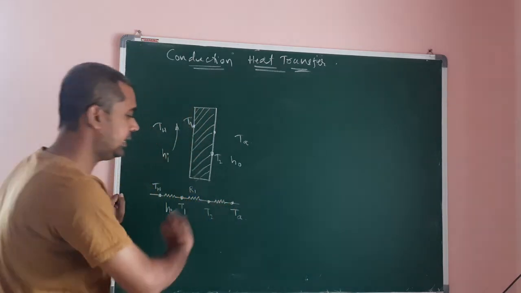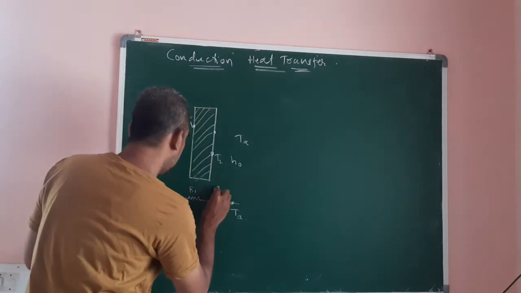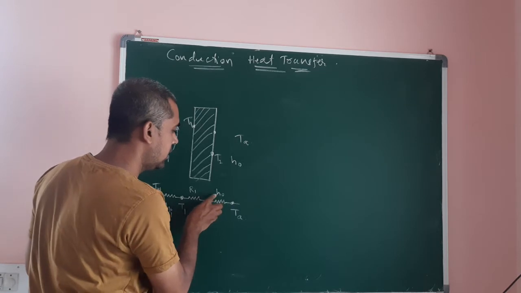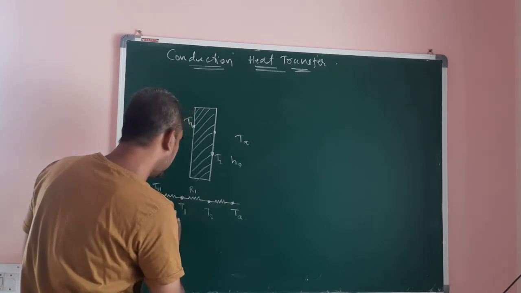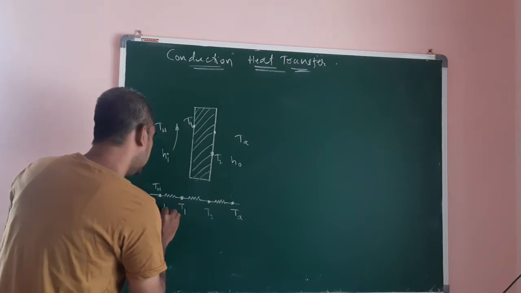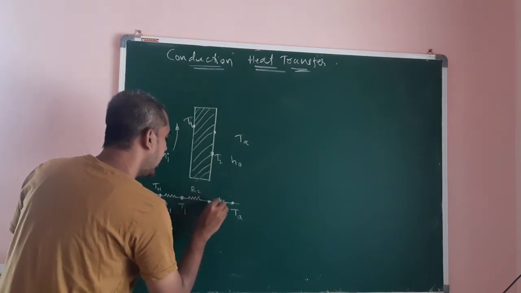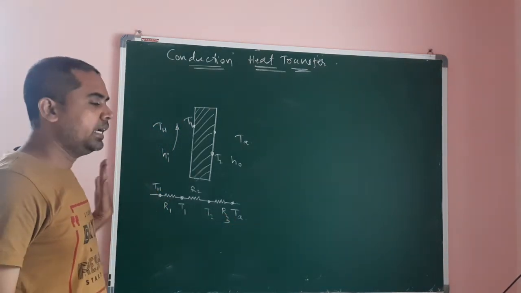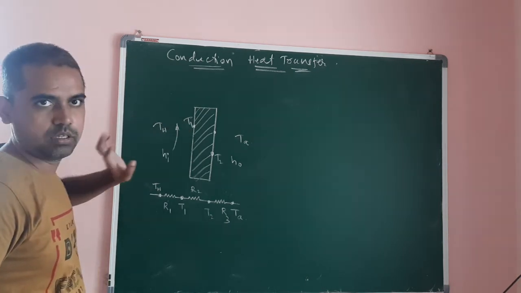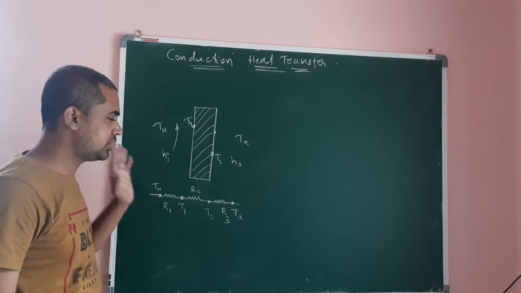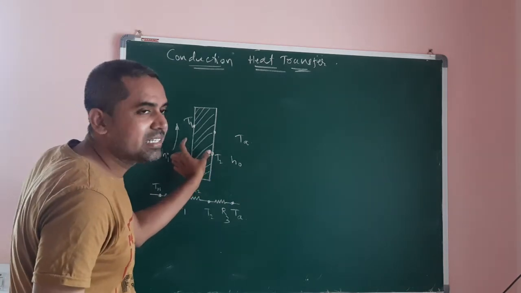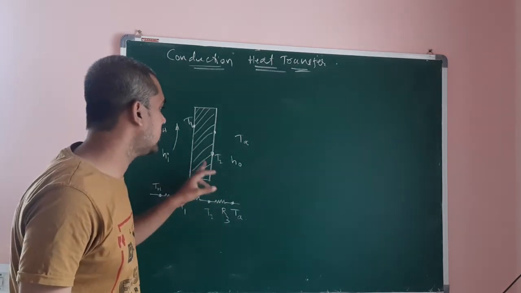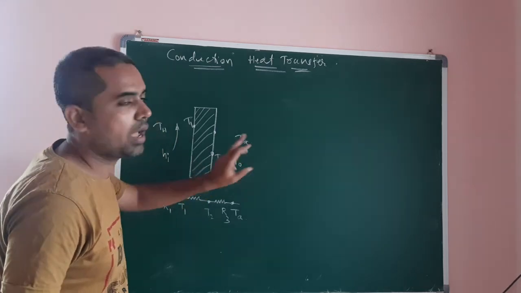T is the ambient temperature. This is H naught. This is not the resistance, it is only the heat transfer coefficient H naught. I can call it resistance like this. I can call these R1, R2 and R3. R1 is the resistance for the heat transfer from the gases to the inside surface. R2 is the resistance for the heat transfer to flow inside the plane wall. R3 is the resistance for the heat transfer to flow from the outside surface to the ambient.